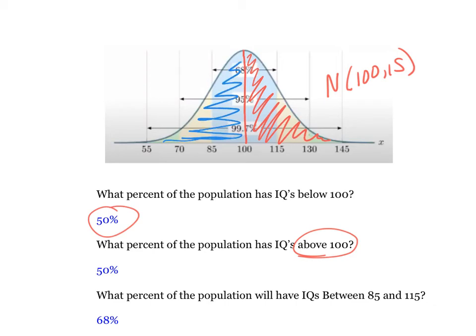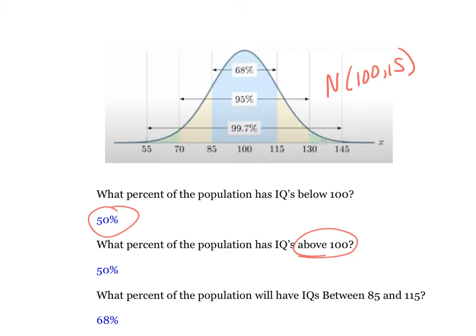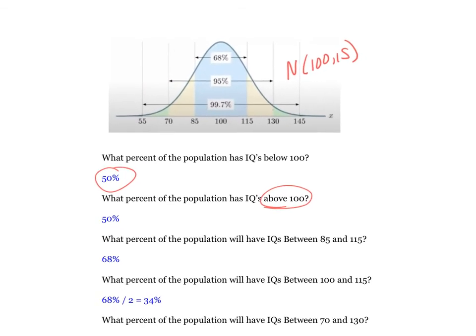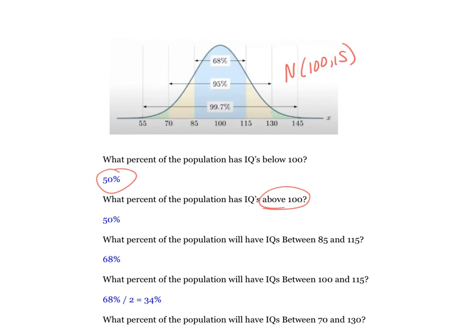Let me erase those quickly. Now, next question. What percent of the population will have IQs between 85 and 115? Well, here's 85, here's 115. Those are 1 standard deviation above the mean, so going plus 15, and 1 standard deviation below the mean because I subtract 15. So that should be 68% of the data. So on planet Earth, if you had 100 people in a room, 68 of the 100 on average would have an IQ between 85 and 115. So almost 7 out of 10 people.